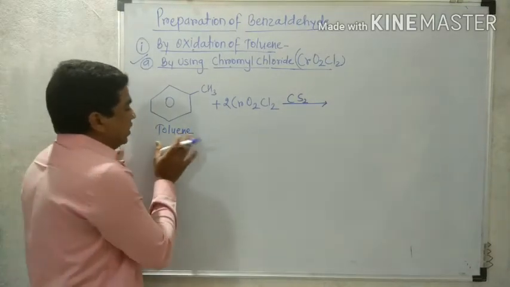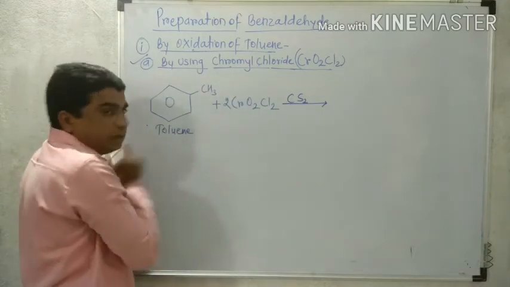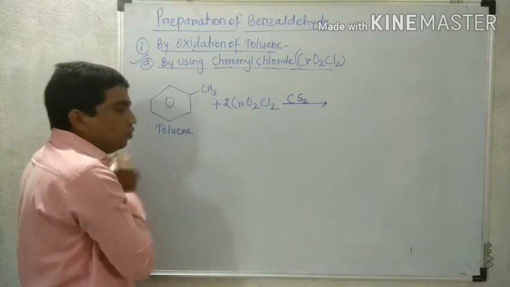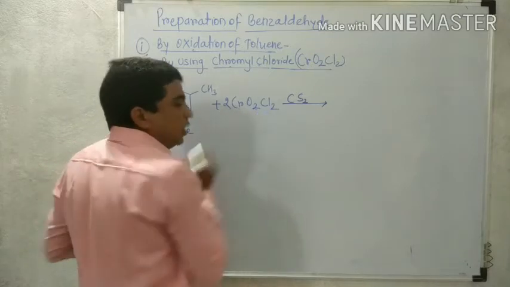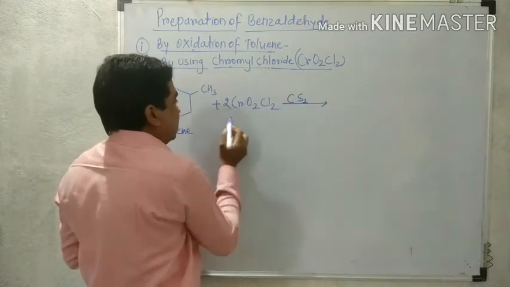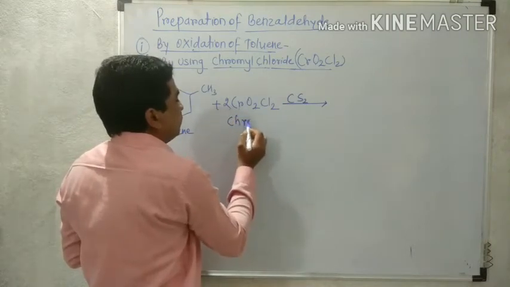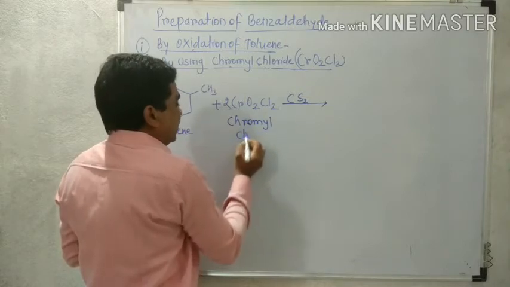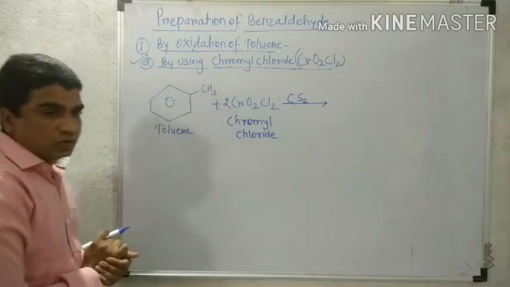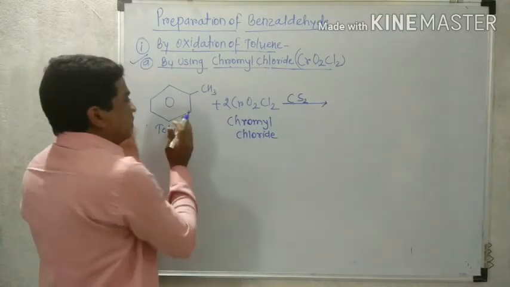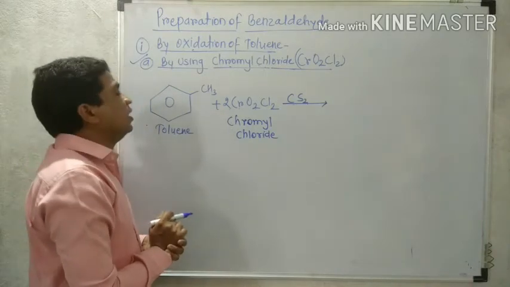How will you bring about the oxidation of toluene using chromyl chloride? Toluene, we know the structure of benzene with CH3 attached, reacts with twice CrO2Cl2, it means two molecules of chromyl chloride, in the presence of carbon disulfide, CS2. So here the oxidation of toluene takes place. Some steps occur in this oxidation, which we are going to explain.